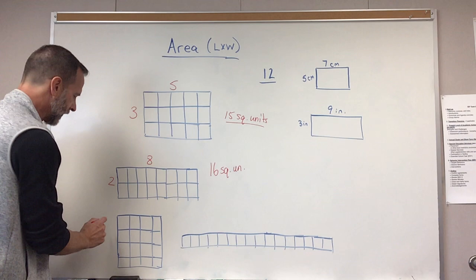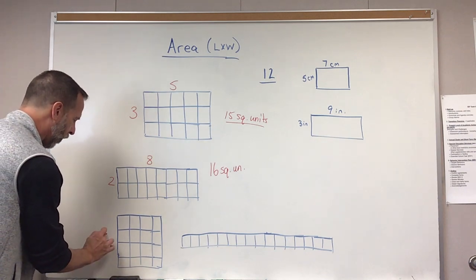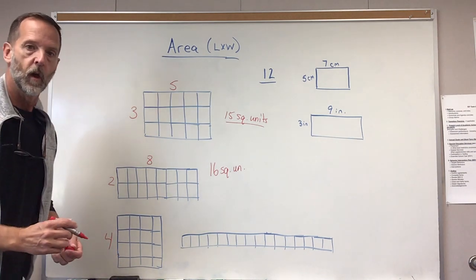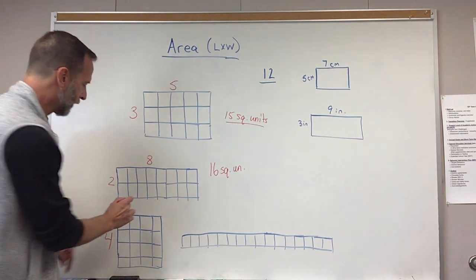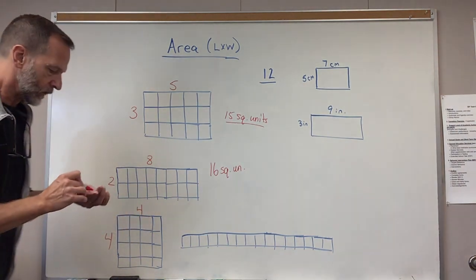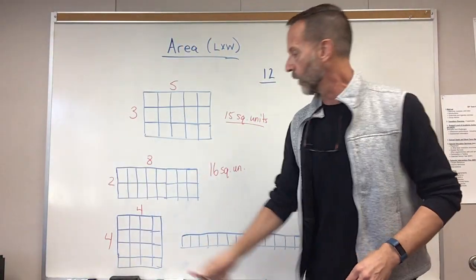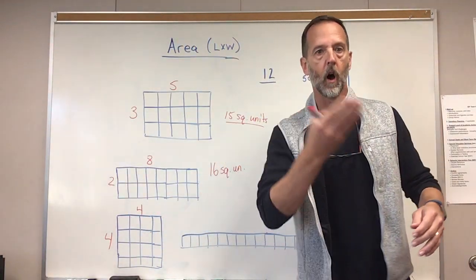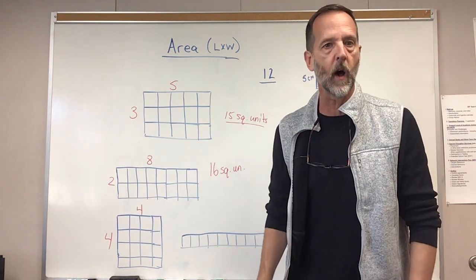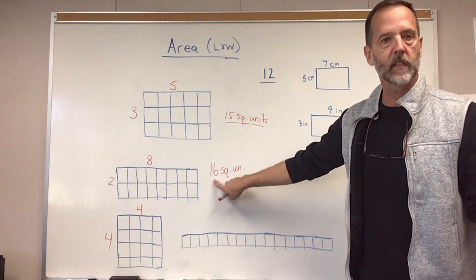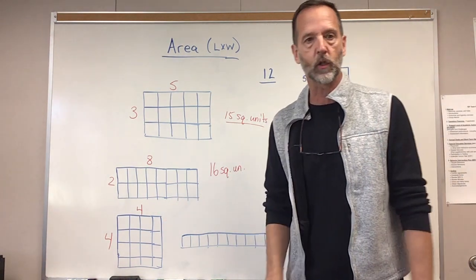This one is in 1, 2, 3, 4 rows. But it doesn't have as many in each row. This only has 1, 2, 3, 4 in each row. So to find its area, I would do 4 rows of 4. 4 times 4. Well, 4 times 4 is still what? It's still 16. It would still be 16 square units.